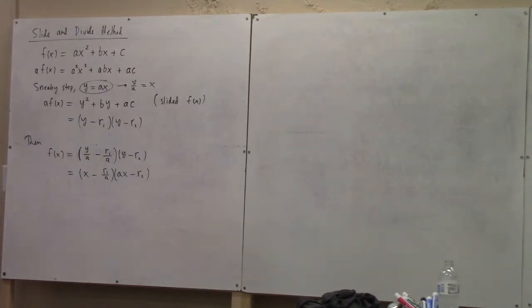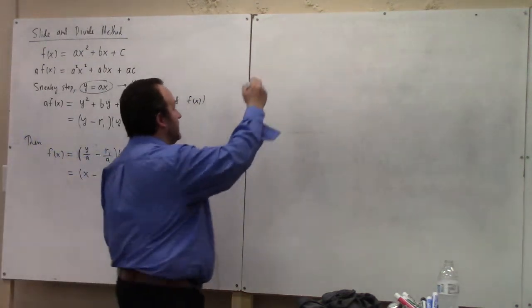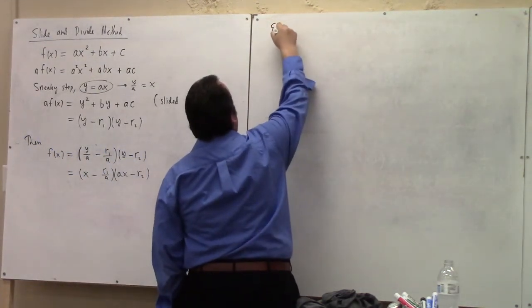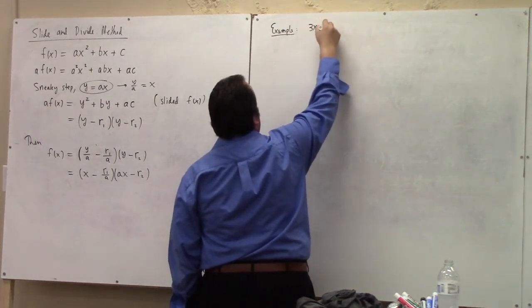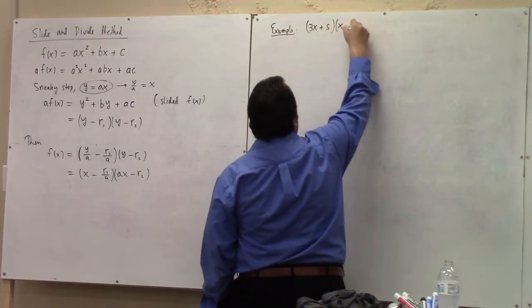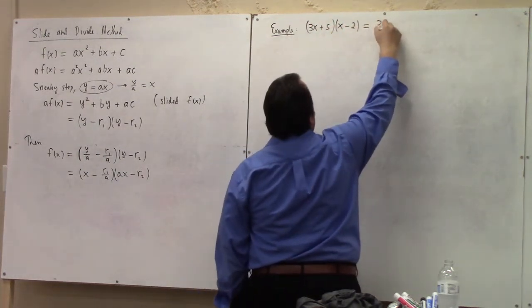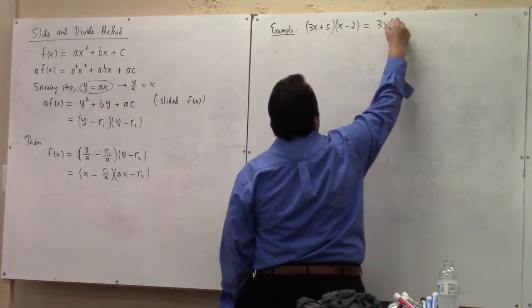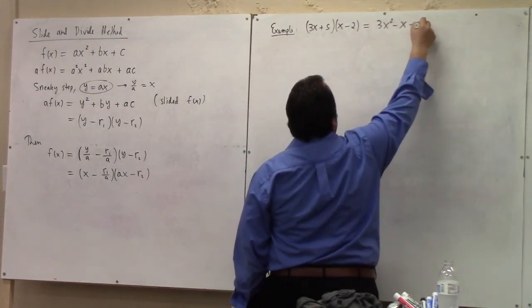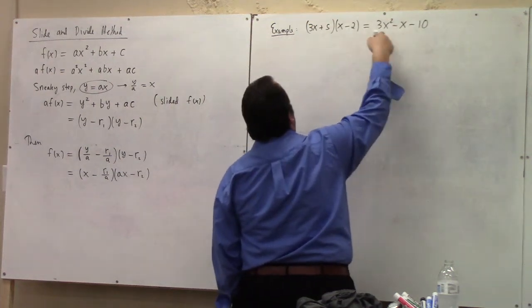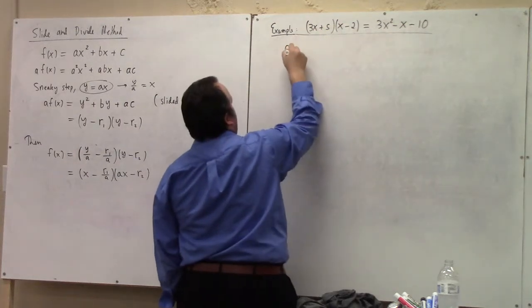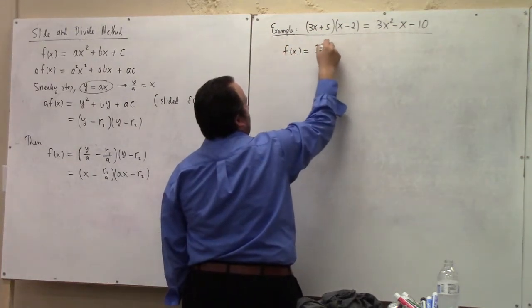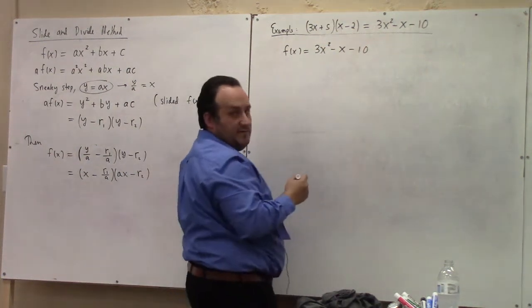Let me do it for an example. So I'm going to discover 3x plus 5 times x minus 2, which of course is what? 3x squared plus 5x minus 6x, which is minus x minus 10. I'm going to discover this factorization by slide and divide. All right? So we start out with f of x equal to 3x squared minus x minus 10, right?